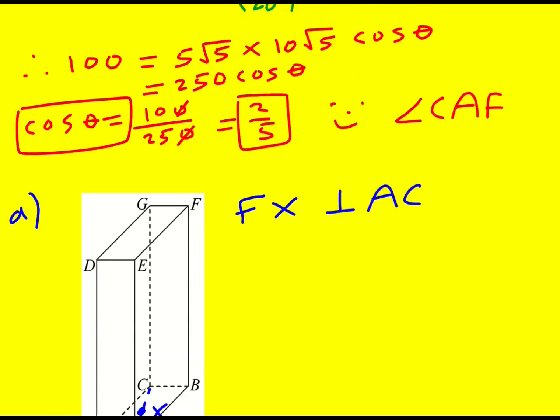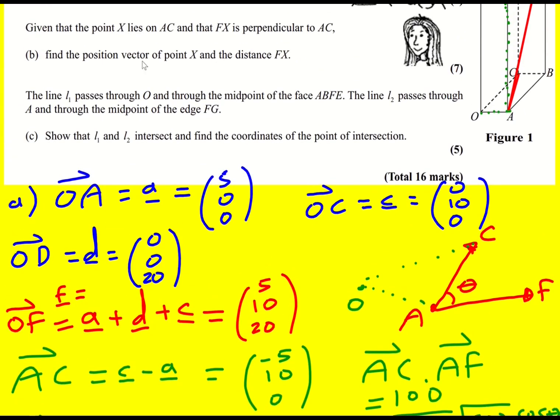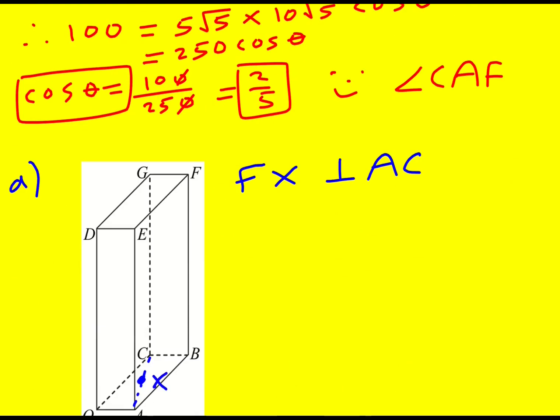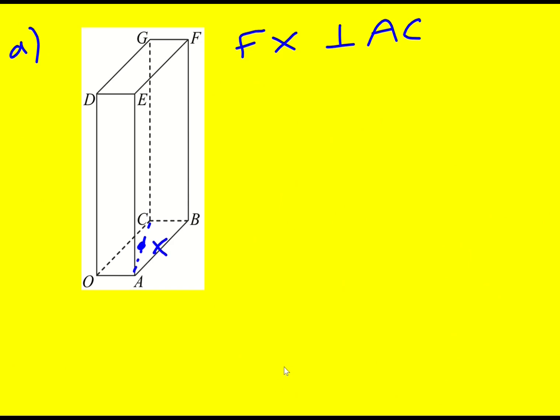And we're asked to work out the position vector of X and the distance FX. Right, and let's think about this carefully. How do we get OX? Well, we know we need to get onto the line AC. So it's going to be A, get onto AC, and then it's going to be some amount of the vector AC. Basically, I'm writing down the equation of a line, but it's going to be like a fixed parameter that we actually need to find.